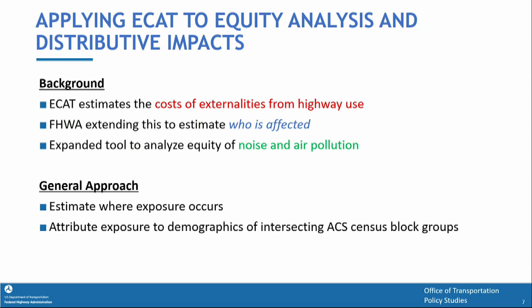So ECAT estimates the cost of externalities from highway use, but we wanted to extend this to estimate who is affected. And we've expanded the tool to analyze equity for noise and air pollution, because those are more easily localizable. We know where they're coming from, we know how far they go, so we have a much better idea of who is actually affected by that. The general approach is we estimate where the exposure occurs, and then we attribute the cost of that exposure to demographics of intersecting ACS census block groups, which has a population at a very fine spatial detail.